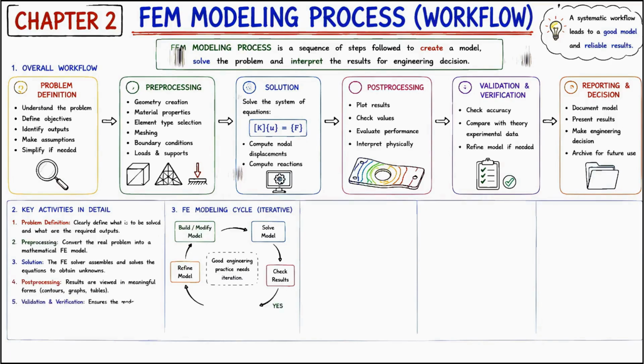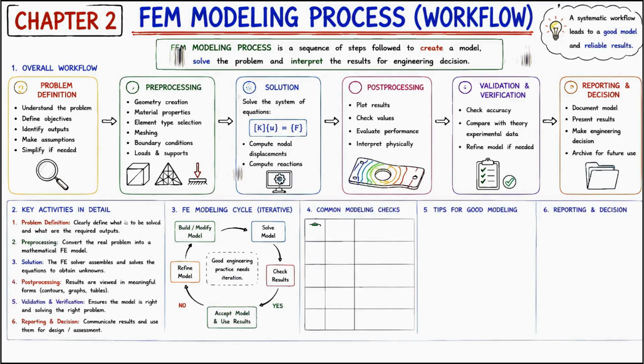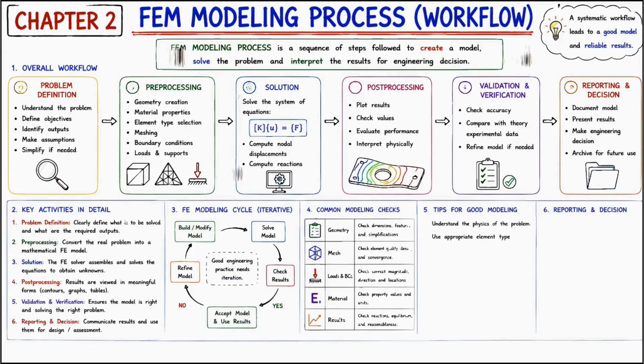But obtaining results does not mean the analysis is complete. The next stage is validation and verification. Here, we check whether the model is accurate by comparing the results with theoretical calculations, experimental observations, or design standards. If required, the mesh or model is refined and the analysis is repeated. This iterative process continues until acceptable accuracy is achieved.